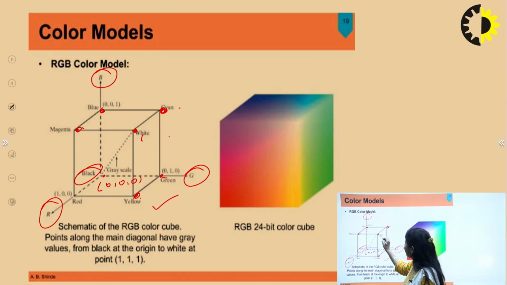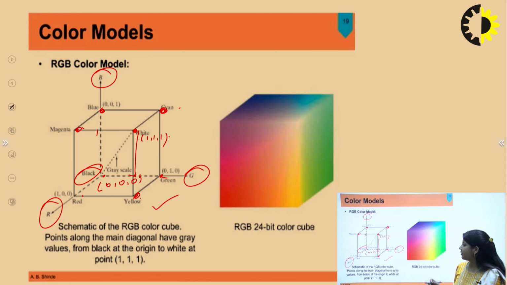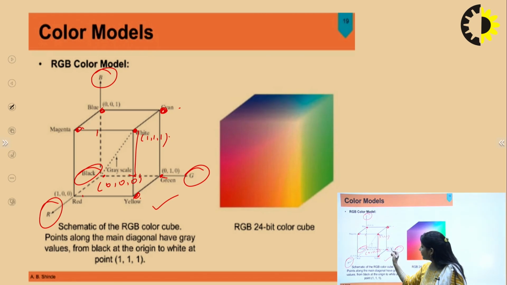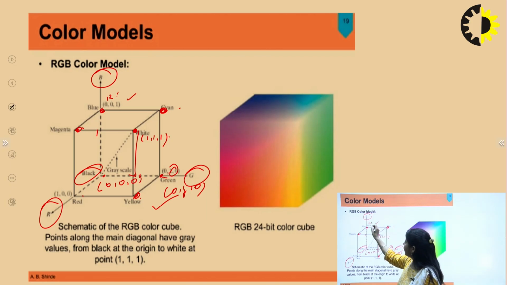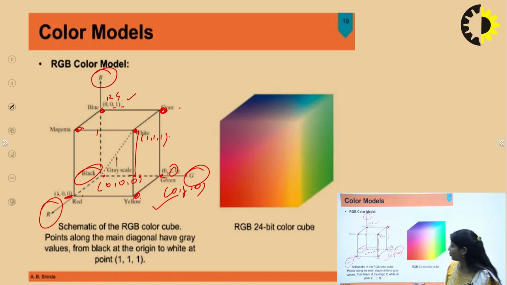So here we have white as 1 1 1. On the x-axis we have the value 1, and 1 here. So white is 1 1 1, and these are the coordinates. On the x-axis we have 1 0 0, the value of green is 0 1 0, and the value of blue is 0 0 1, where red and green are 0 and blue is 1, and here red is 1 and green and blue are 0. So this is the representation of this color model in 3D cube form. Fine. This is a 24-bit color cube.